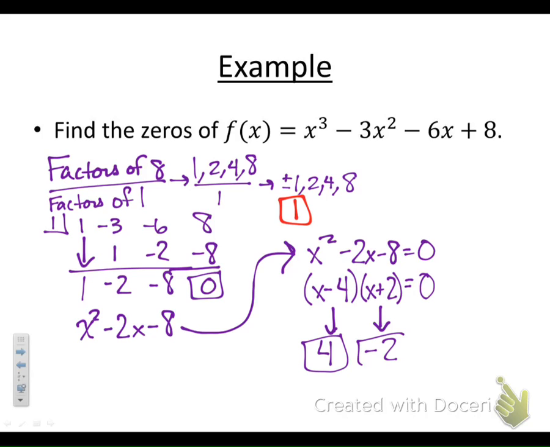4 and negative 2. Notice how those are also in my pool. Positive 4 was in my pool of numbers. Negative 2 was in my pool of numbers. So do we always have to start with positive and negative 1? No, it's just those are the nicer numbers.